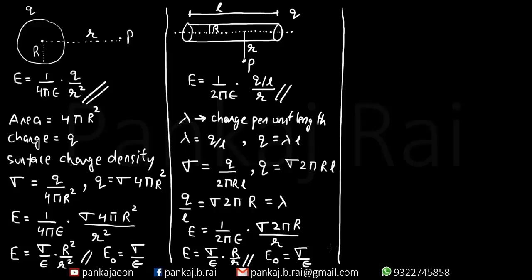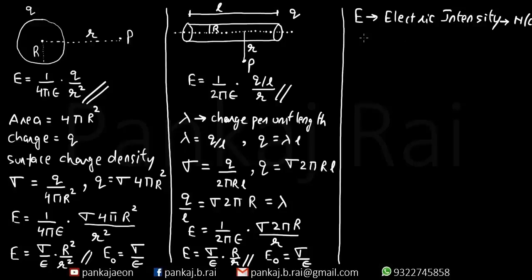Now to solve the numericals of this chapter, you should also be aware of the units and the values of different terms. So let us begin. E is the electric intensity, and electric intensity's unit is Newton per coulomb. Sometimes it is also volt per meter, but mostly it is Newton per coulomb.